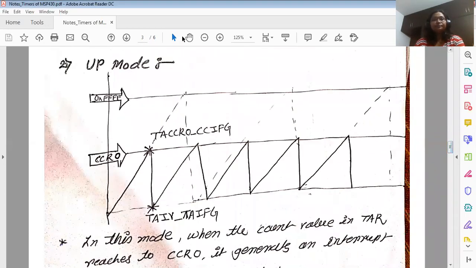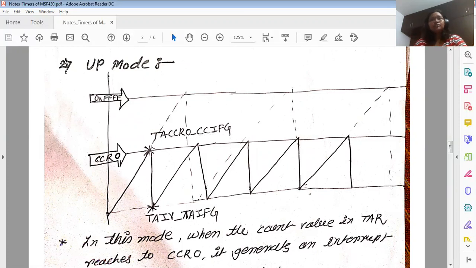So in up mode, this is the TAR. This line indicates the value of the TAR. With the arrival of every clock pulse, the value of the TAR register is incremented by 1. The value of TAR is continuously compared with the contents of capture compare register 0, CCR0, and when the contents of the TAR register become equal to the CCR0, then the interrupt is generated.